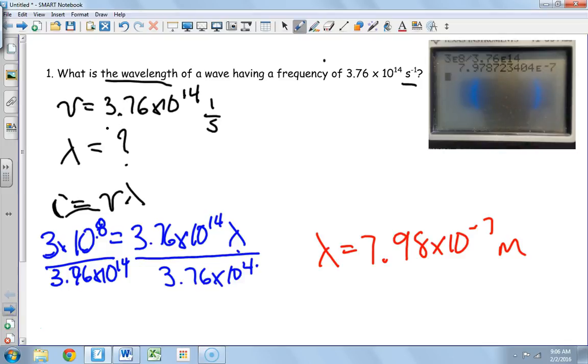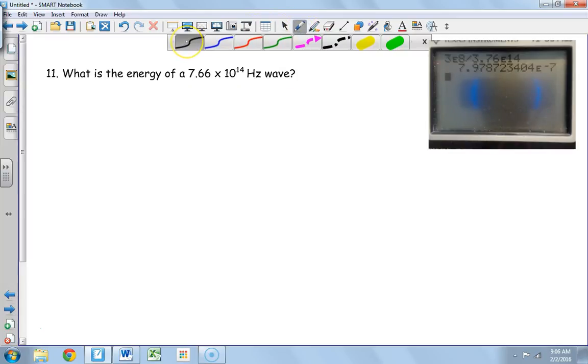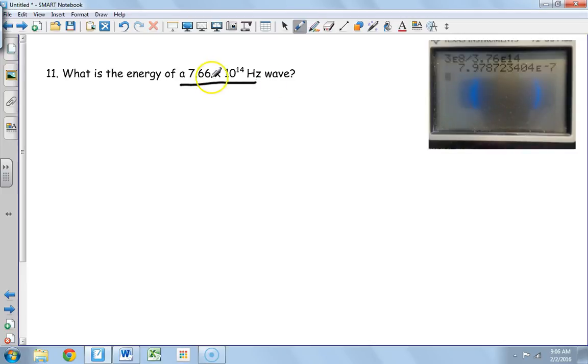Okay, so let's look at question number 11. It says, what is the energy? I'm going to do the same thing. I always solve these problems the same way. We write what we're given. What is the energy of a wave that has a frequency of that? How do I know it's a frequency? Because the unit, hertz, is a frequency. So nu, frequency, equals 7.66 times 10 to the 14th hertz.